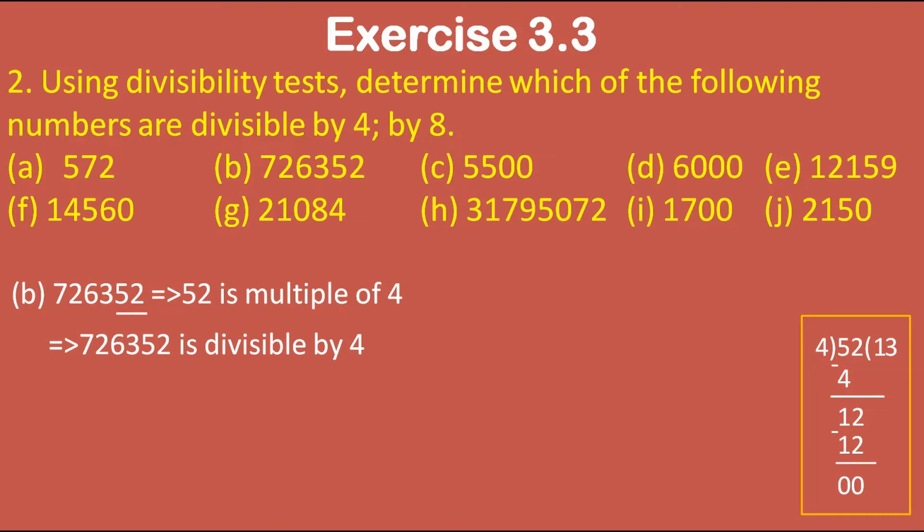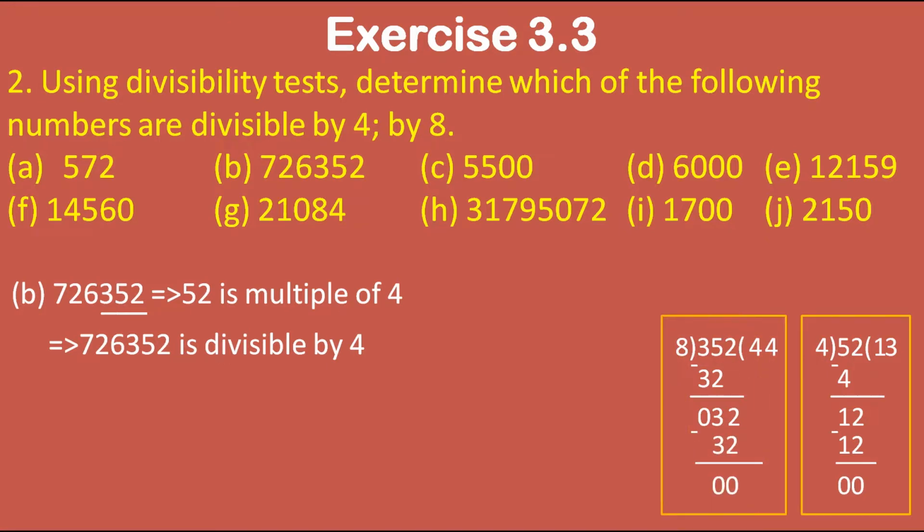Now, for 8, we will divide the number formed by the last three digits, that is 352, by 8. So, 8 fours are 32. 35 minus 32 gives 3. 2 came down. 8 fours are 32 again. So, we are getting 0 as the remainder. Therefore, the whole number is divisible by 8.